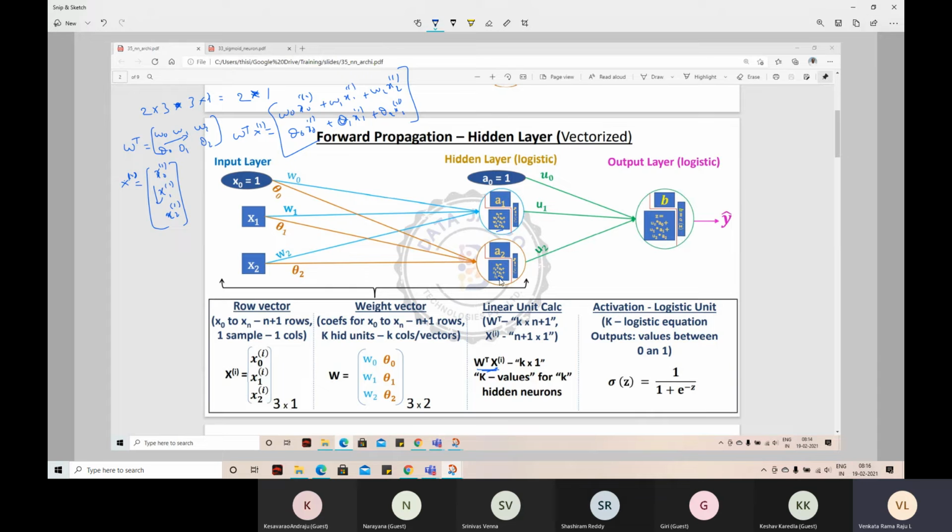Linear combination I calculated. Now I substitute this into 1 by 1 plus e power minus z. I will get a1 and a2. Because I am passing a vector to this operation, numpy can calculate two values there. So I will append a0 here, that one value, and then pass it to the next layer.